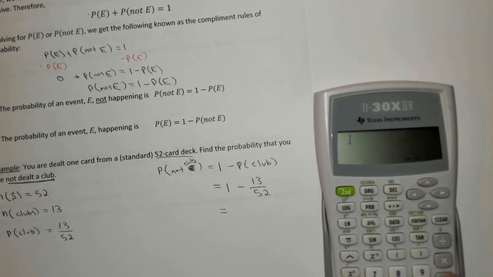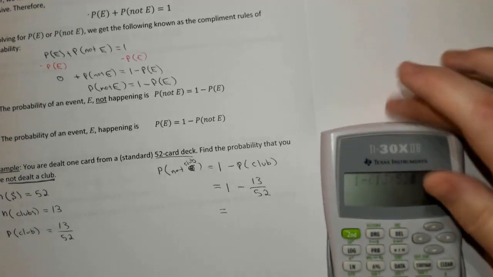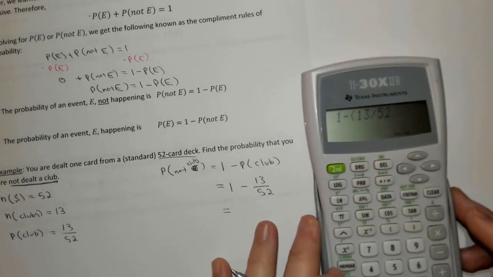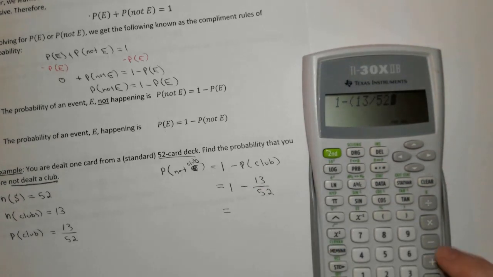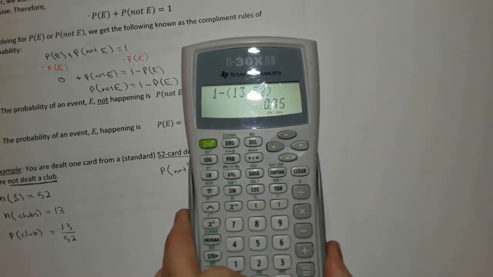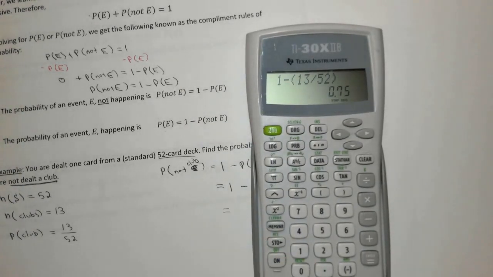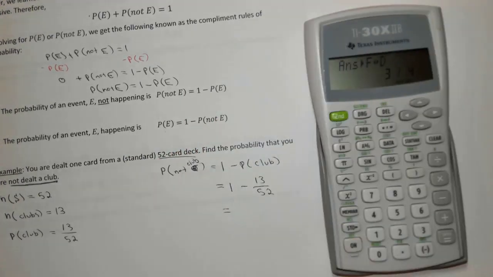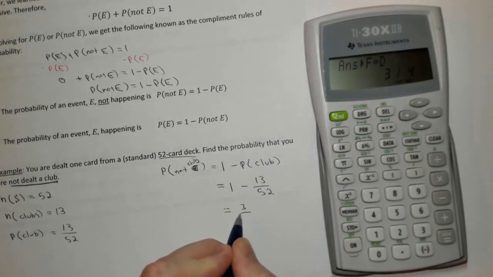Carefully, 1 minus 13 divided by 52. Trying to find the light here. It's a little better. All right, got to be careful with your parentheses. You get this decimal, 0.75. We should know what that is: 3/4. So the probability of not choosing a club is 3/4.